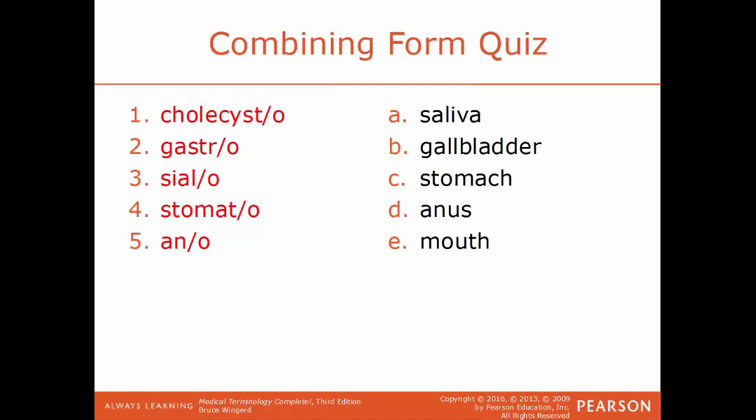Alright, we will finish our chapter on the digestive system with our combining form quiz. Terms on the left, cholecysto, gastro, sialo, stomato, and ano. Those will match up with either saliva, gallbladder, stomach, anus, or mouth. So the first one, cholecysto, goes to gallbladder. Gastro goes to stomach. Sialo goes to saliva. Stomato goes to mouth. And ano goes to anus. And here are all 5 terms correctly matched to their definition.